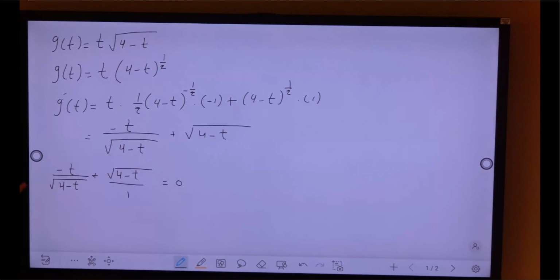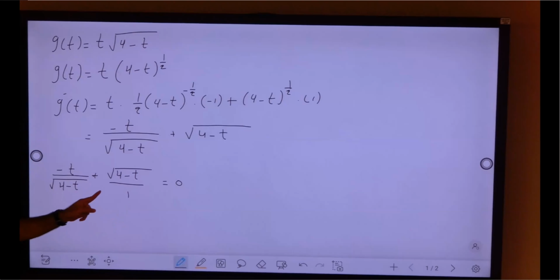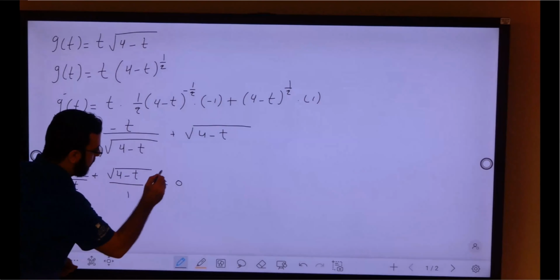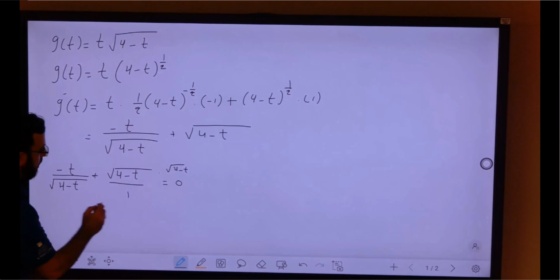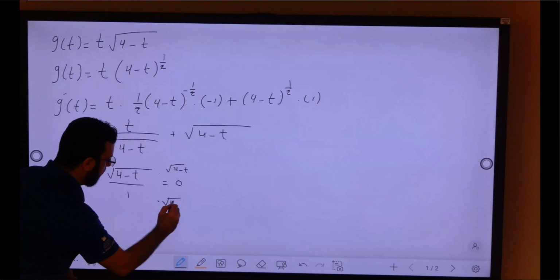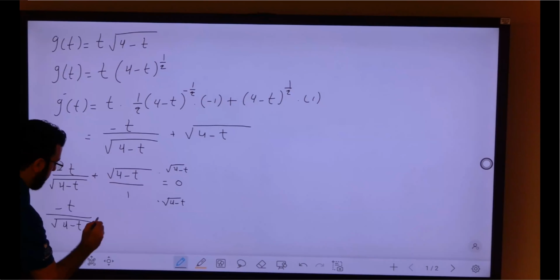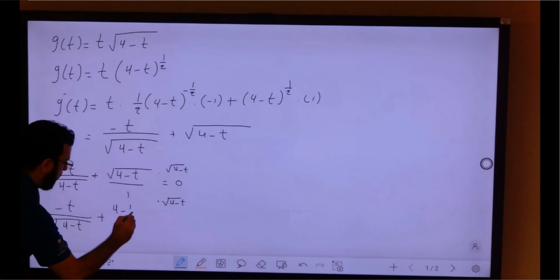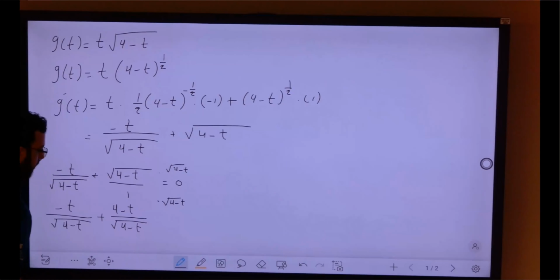When you put this term over one, you're going to multiply both sides by the root. So you're going to multiply this one by square root of 4 minus t, and here you're going to multiply by 4 minus t. It's going to be negative t over square root of 4 minus t, and this is going to be 4 over square root of 4 minus t, equals.